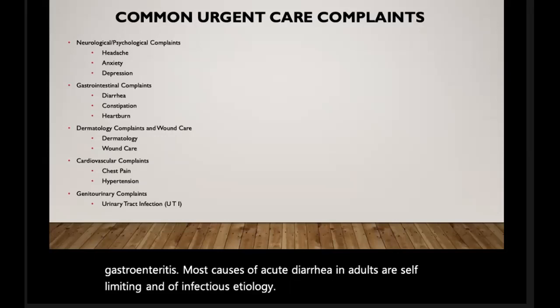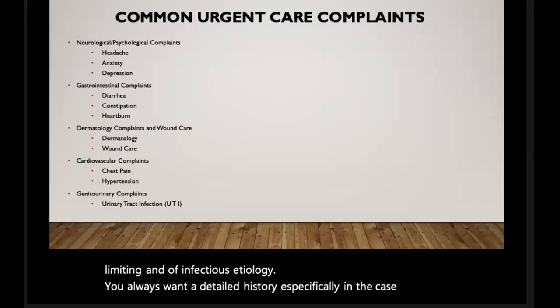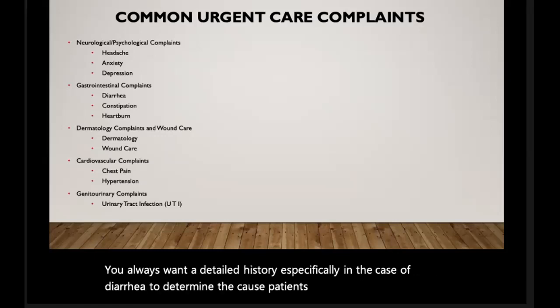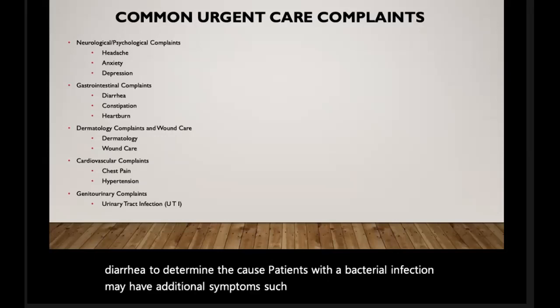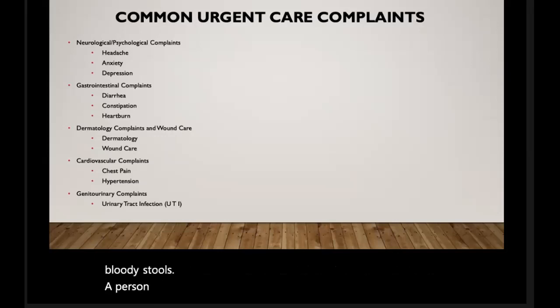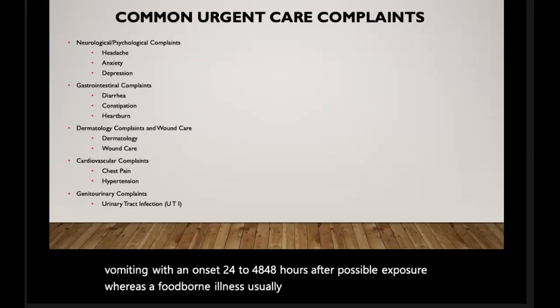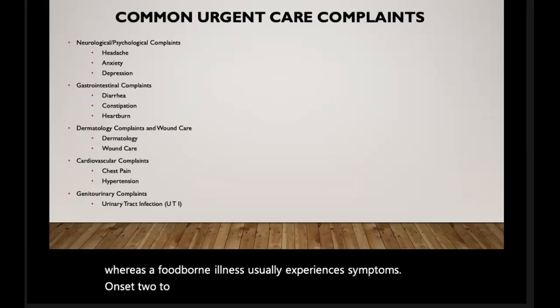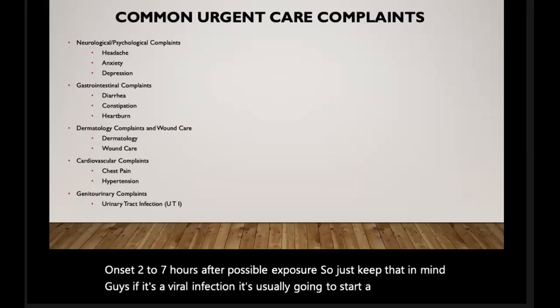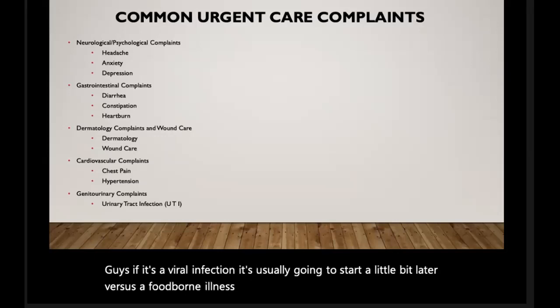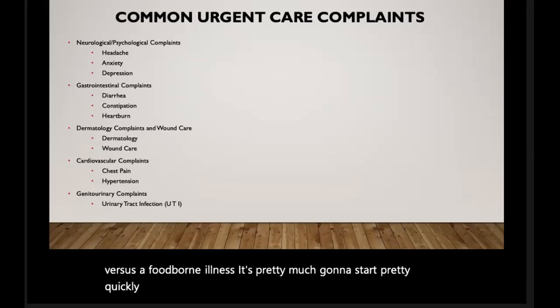You always want a detailed history, specifically in the case of diarrhea, to determine the cause. Patients with a bacterial infection may have additional symptoms such as fever, tenesmus, or bloody stools. A person with a viral infection may present with nausea and vomiting with an onset 24 to 48 hours after possible exposure, whereas a foodborne illness usually has symptom onset 2 to 7 hours after possible exposure. So just keep that in mind, guys. A viral infection is usually going to start a little bit later, versus a foodborne illness, which is going to start pretty quickly right after exposure, within 2 to 7 hours.